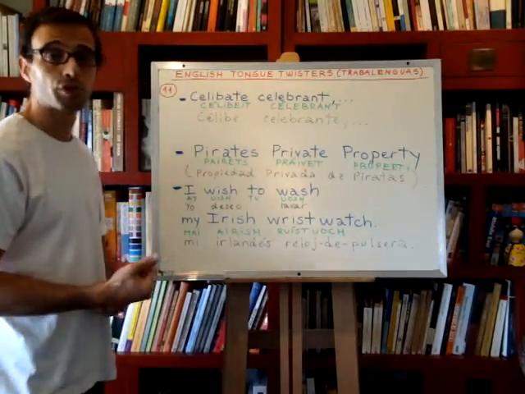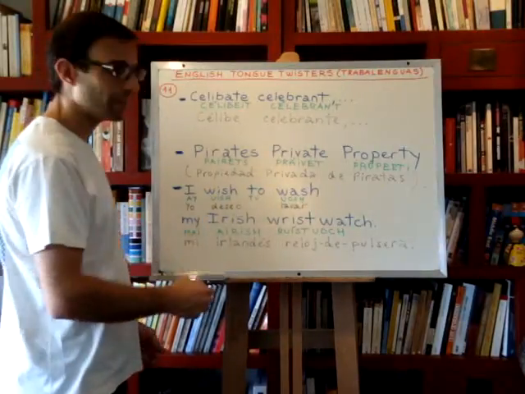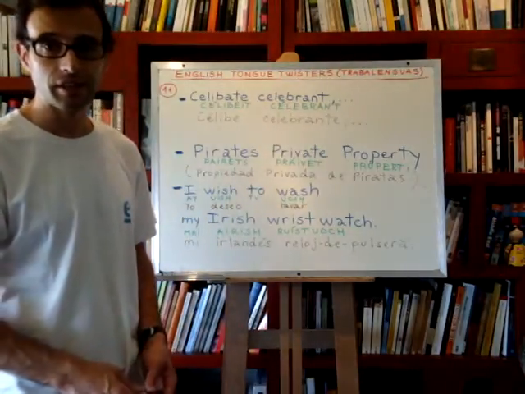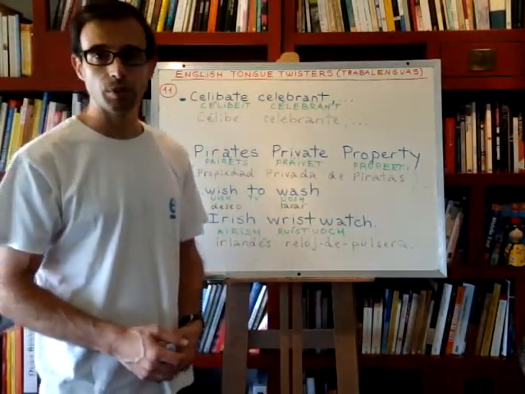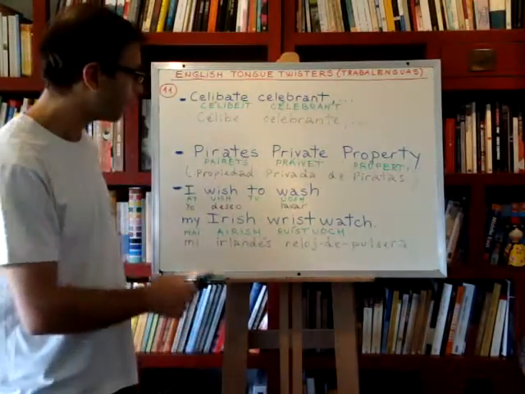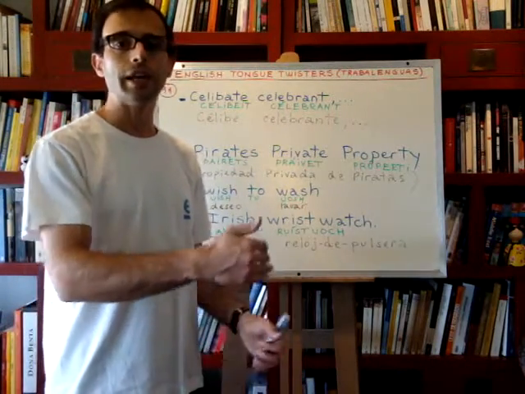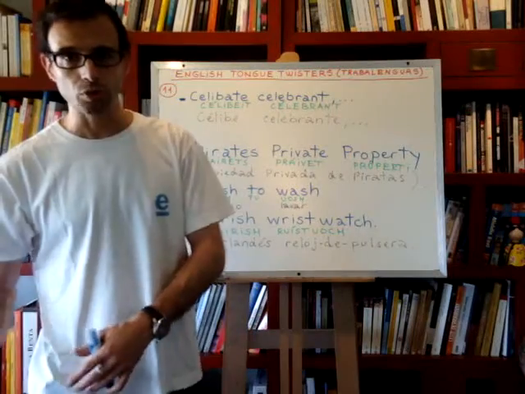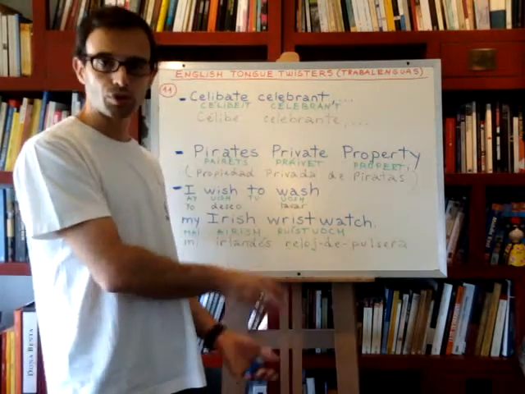My means me, pronombre personal, ¿sí? Perdón, pronombre posesivo. My Irish, Irish significa irlandés, es el adjetivo irlandés. Pero cuando utilizamos un gentilicio como adjetivo, en inglés va siempre con mayúscula al principio. Por ejemplo, un reloj alemán se escribe alemán con mayúscula en inglés. Un reloj irlandés, irlandés se escribe con mayúscula.